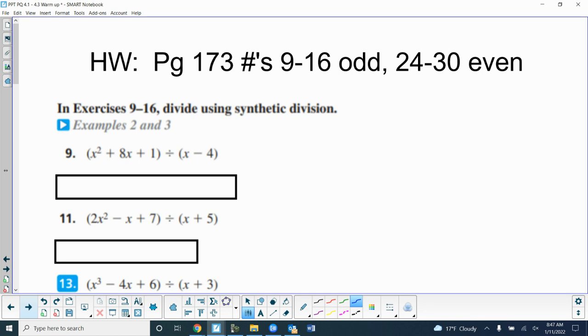We're good? All right. And then we jumped over to 24, right? 24 is 13. 26 is negative 27.